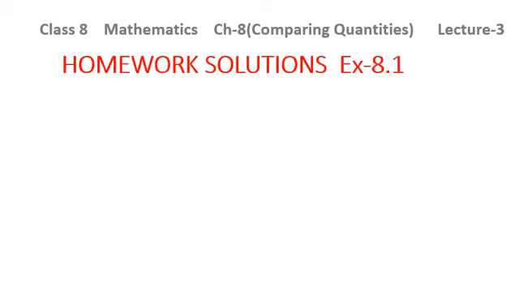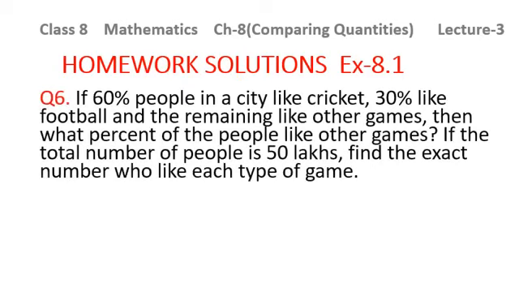Now coming to homework solutions of exercise 8.1. Question 6. Let us see what question 6 is. If 60% of the people in a city like cricket, 30% like football, and the remaining like other games, then what percent of the people like other games? If the total number of people is 50 lakhs, find the exact number who like each type of game. First of all, we need to find the percent of the people who like other games, and then the number of people who like each type of game.